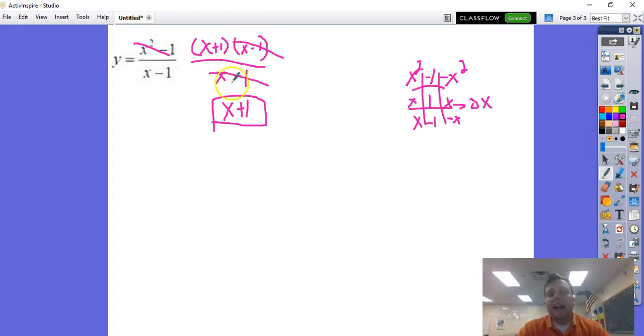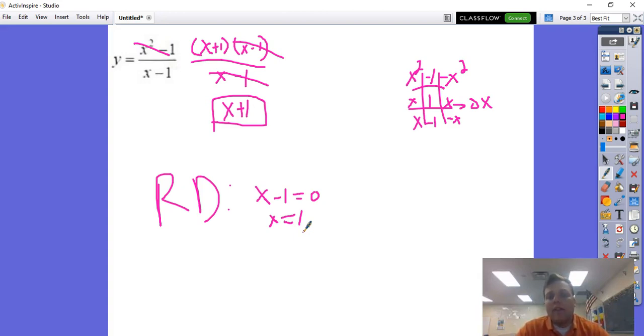However, since I canceled something out, I have a removable discontinuity. I call it RD, or you can also call it a hole. That's fine too. Okay? So what I do is I take what I canceled out and I set that equal to 0. I solve. That gives me x equals 1. That's the x value of your hole.